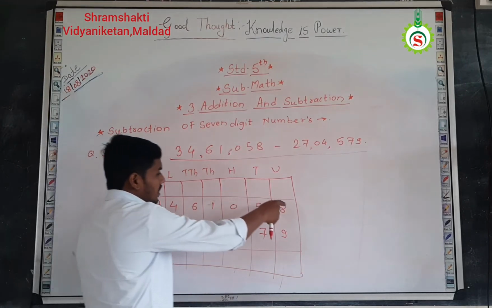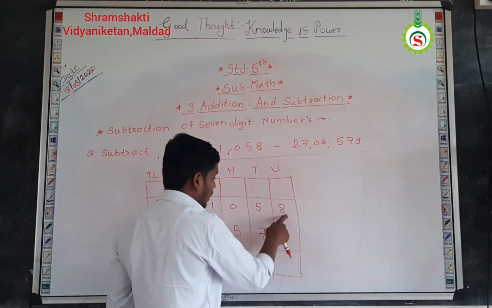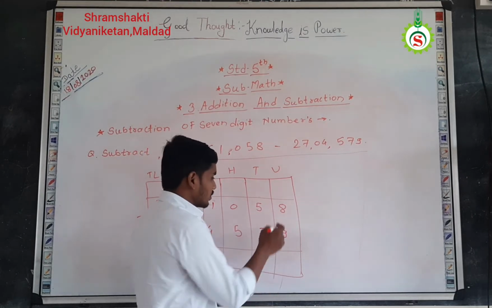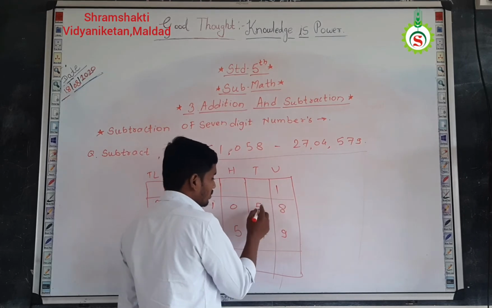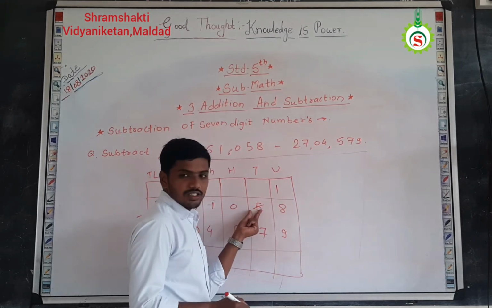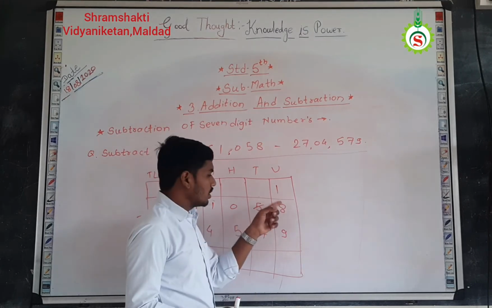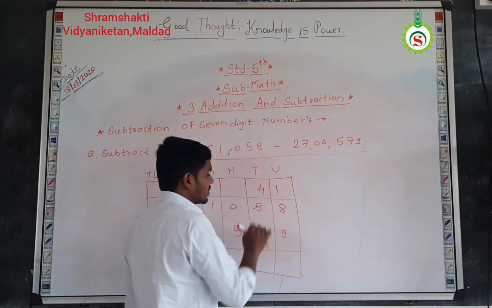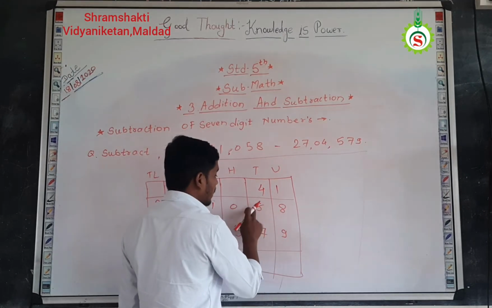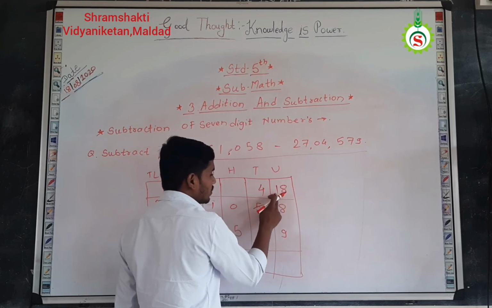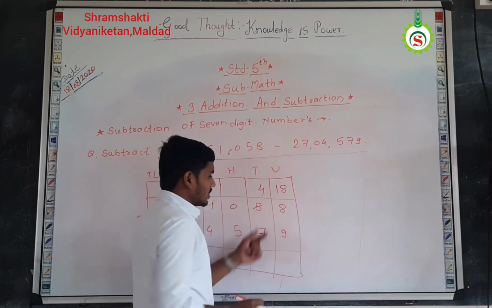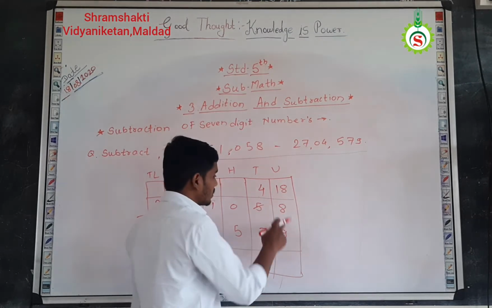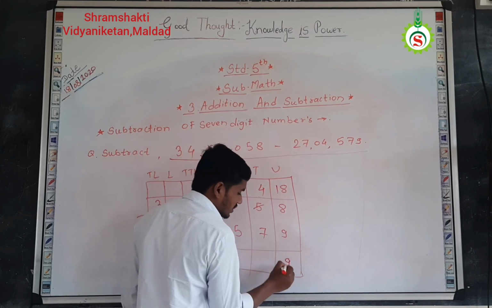So I will start from the unit place. 8 minus 9, is it possible? No, because 8 is smaller and 9 is greater. So 8 has to take one borrow from the 5. The next digit is 5. So 5 has given one borrow to the 8. Now how many remain in the 5? Only 4, because 5 has given one borrow. Now 8 has taken 1 as a borrow, so this number becomes 80. Now 80 minus 9 is possible? Yes, obviously possible. So 80 minus 9, answer is 9.